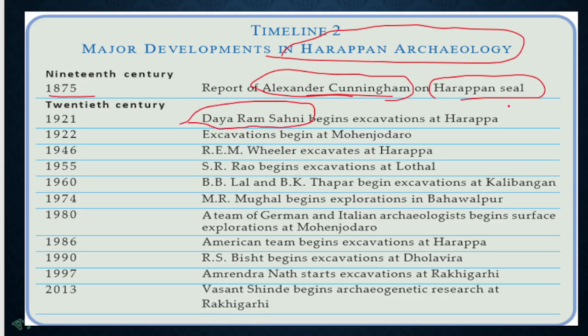At Harappa, many brick robbers were actually there, so many of the bricks and many sites were plundered, and we don't have much remains there. But at Mohenjo-daro, we have a lot of remains.